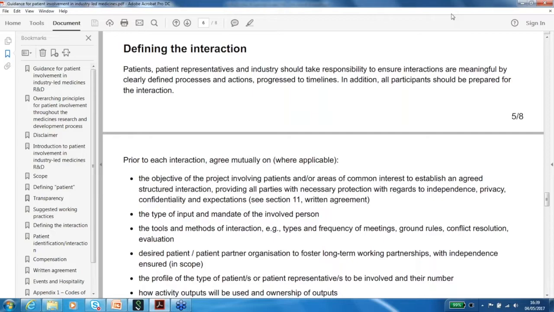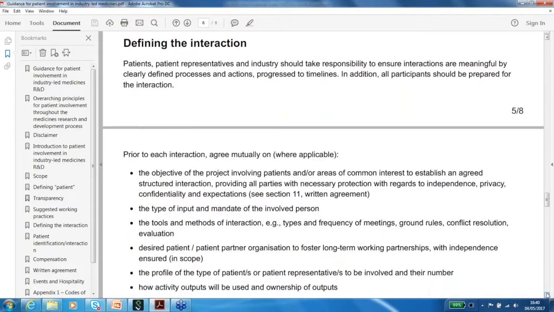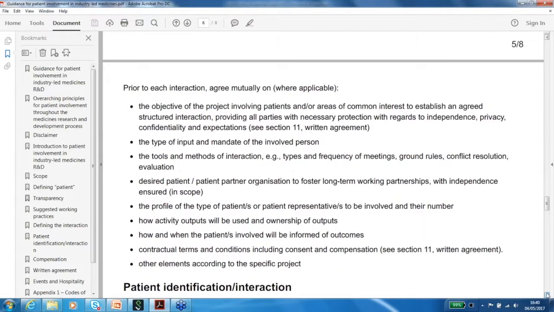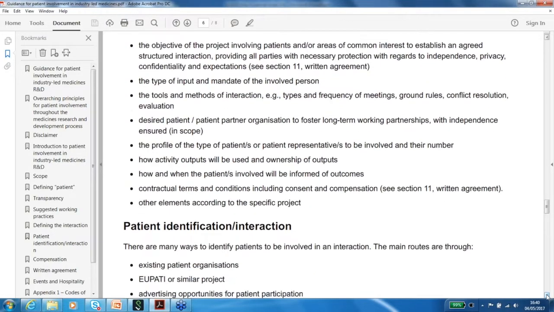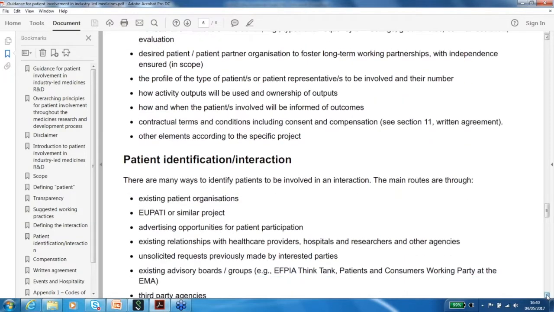Whether you want to partner with a patient organisation or a patient, how outputs will be used and who's going to own those outputs. And also, more importantly, from my perspective now, as I move forward in my work at GSK, is making sure that the patients are informed of what has been decided as an outcome of the interaction. I think that's fundamentally important to really encourage patients to be involved in research in the future. And then also, obviously, the contract terms, which I'll go on to discuss in a moment, in the written agreement section.